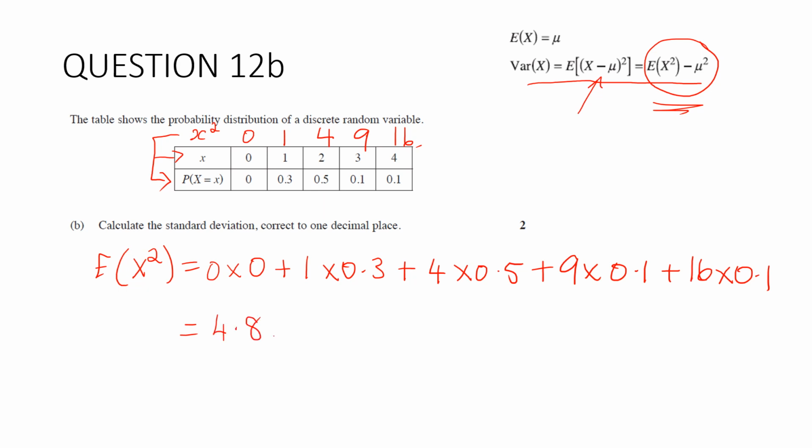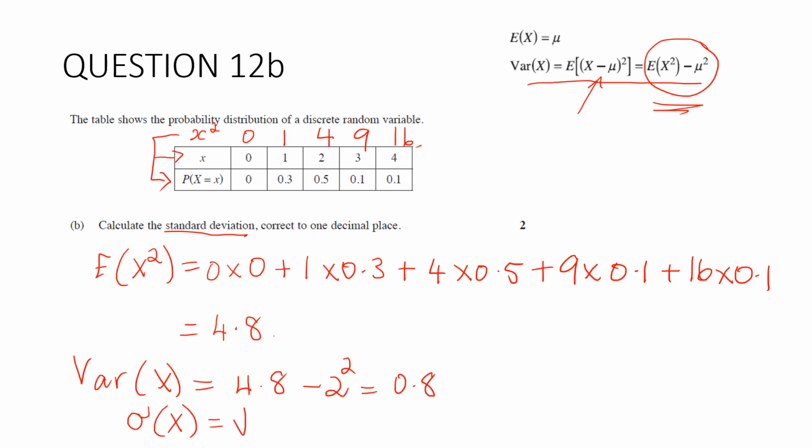And now the variance is going to be E(X squared) take away mu squared. We just worked out mu was 2. And that's 0.8. Now don't stop there, we don't want the variance, we want standard deviation. So standard deviation will be the square root of variance, which is the square root of 0.8. And that is 0.89. We want it to 1 decimal place, so that's 0.9.